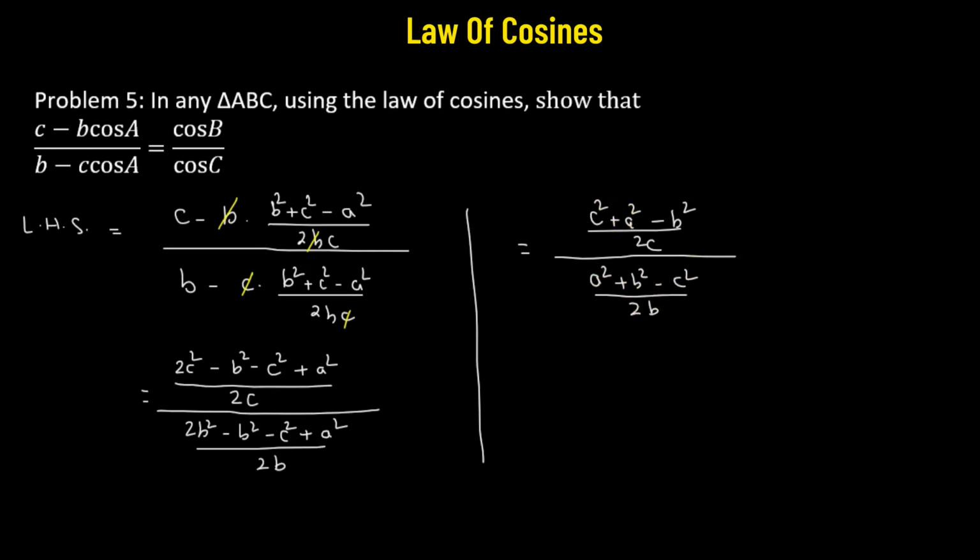Now we're going to do a manipulation here. We're going to divide the numerator by A, and we're also going to divide the denominator by A. So that means now we have C squared plus A squared minus B squared over 2CA, which is nothing but cosine of B, whole divided by A squared plus B squared minus C squared over 2AB. So that's cosine of C. So this is the expression on the right hand side, hence proved.